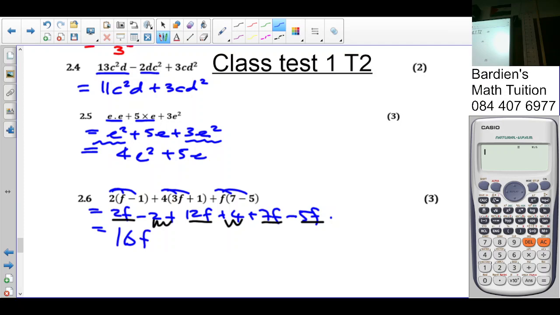So what's 4 minus 2? And minus 2 plus 4? 2. Okay. Or I could have added this first. That would have given me 2f. 2f, and then we do the like terms, we'd still get 16f anyway.